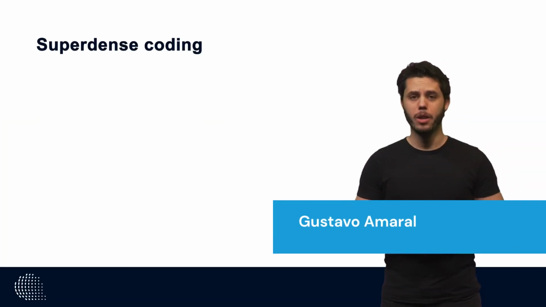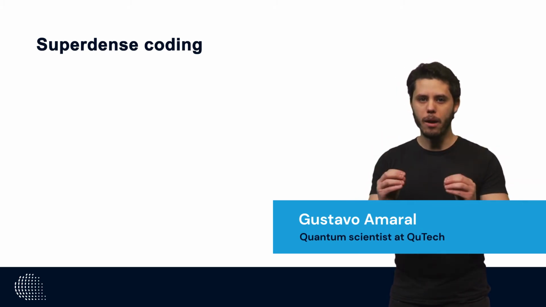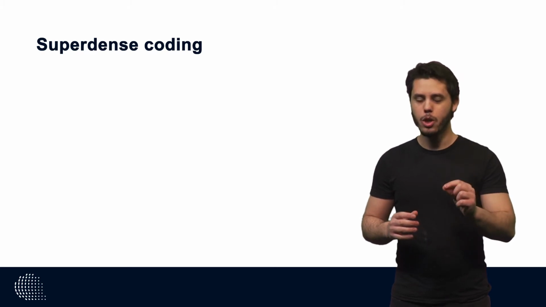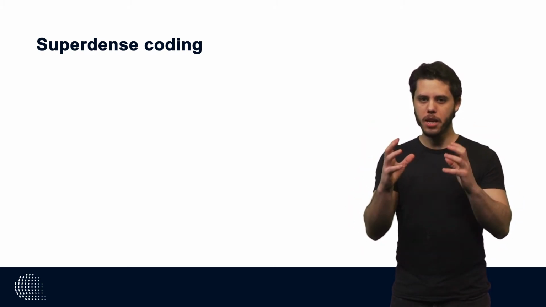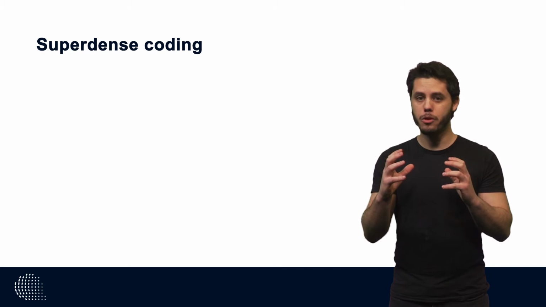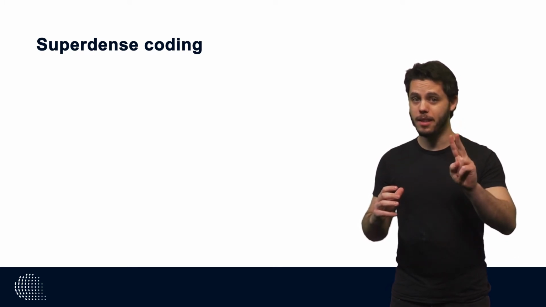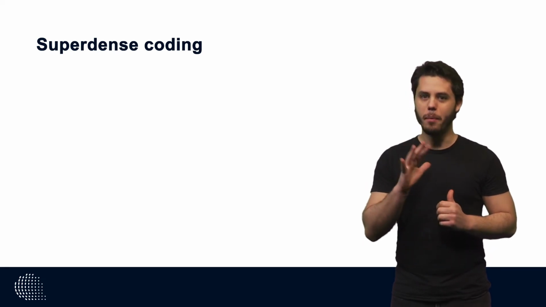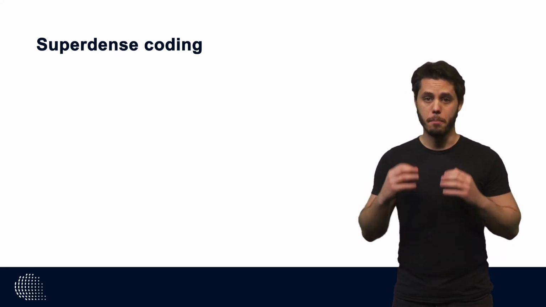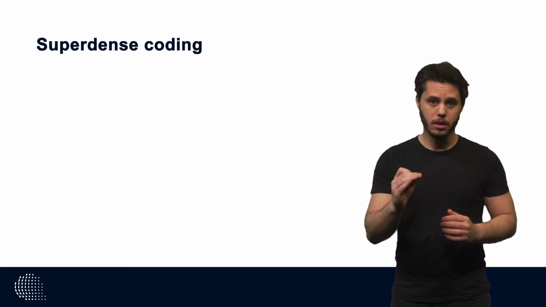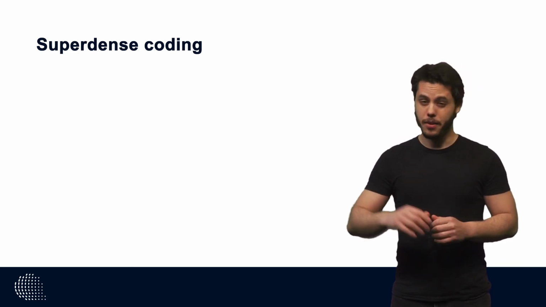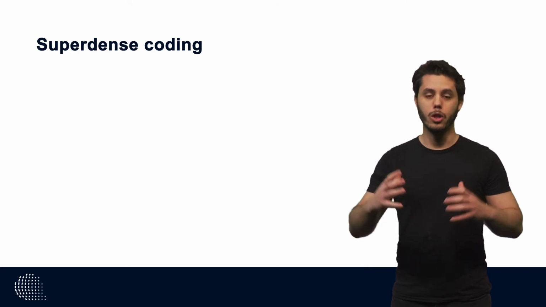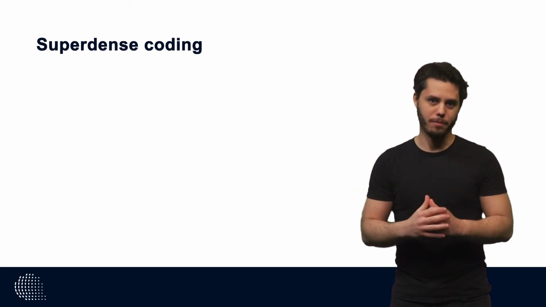In this video, we will get acquainted with a powerful quantum communication operation whereby it is possible to increase the information capacity of a link by transmitting 2 bits by sending only 1 qubit. This is only possible through the generation, manipulation, and measurement of an entangled state. This highly efficient quantum communication protocol is called Superdense Coding.